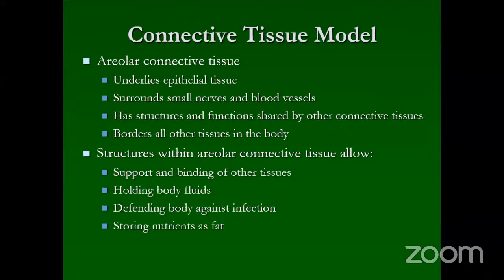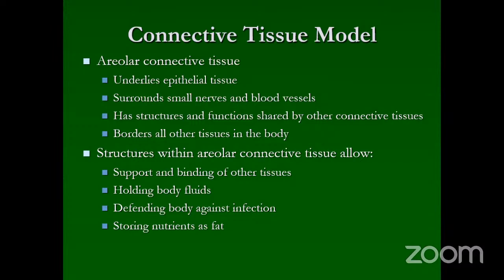So first is areolar connective tissue. It underlies epithelial tissue and it surrounds nerves and blood vessels. And it has the same type of structure and functions like other connective tissue. And in all tissues of the body, it will form a border. Okay. And the structures which are present within the areolar connective tissue help in support and binding of other tissues. They hold body fluids.